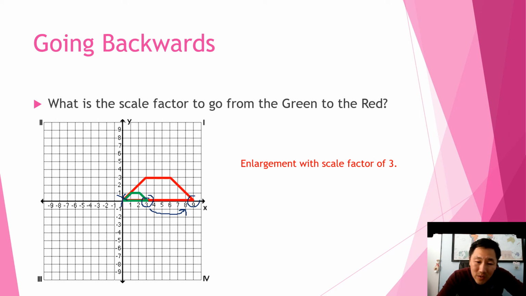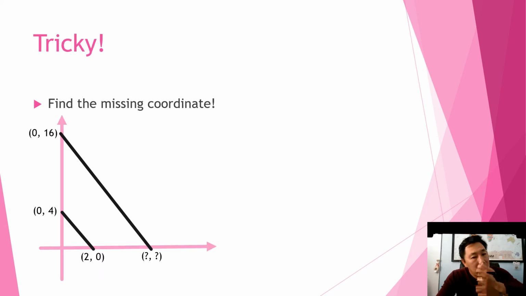And that should work with these points too. This becomes this. 2, 1 becomes 6, 3. And then this right here, 1, 1 becomes 3, 3. All right? So there we go. Jeez. All right, so here's our last example for the day.